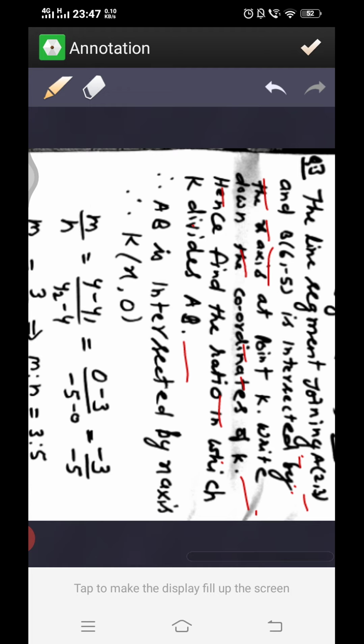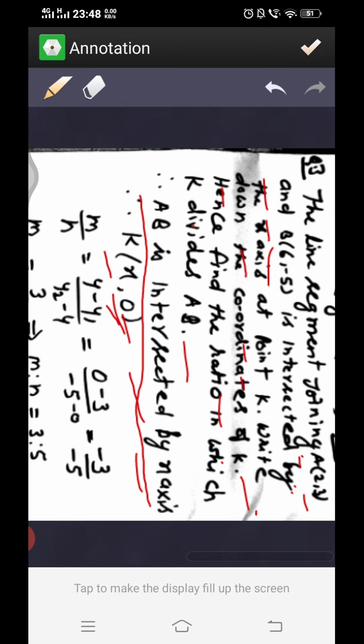since AB is intersected by the x-axis, intersecting it by the x-axis, the y coordinate will be 0. If it is intersected by the y-axis, then x will be 0. Here intersecting by the x-axis, so the y coordinate will be 0. So the coordinate of K will be, x will remain x something, but y will be confirmed 0.